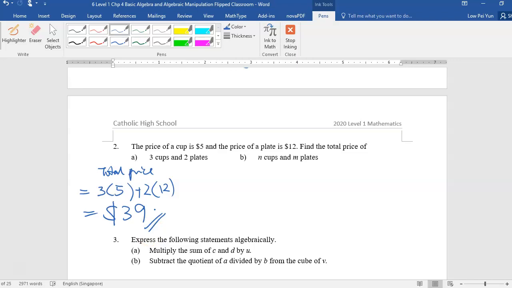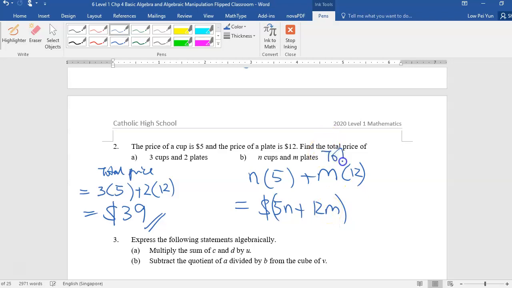Part B, n cups. It will be n times 5, n groups of 5, plus m groups of 12, which is going to be n times 5 is 5n, plus 12m. Bracket with a dollar sign in front. What did I just find? I found the total price. Pardon my handwriting, but I'm sure you understand what I'm writing.